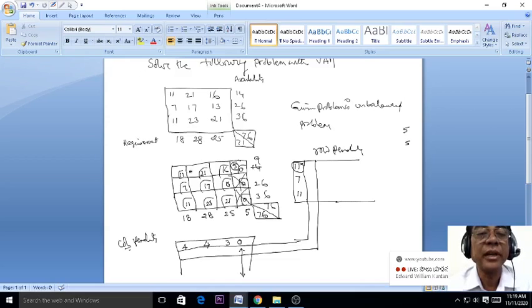Second set of reading. Come to this point. 11 and 16, difference is 5. 7 and 13, difference is 6. 21 and 11, difference is 10. Here is a 4. Here is a 4. Here is a 3.